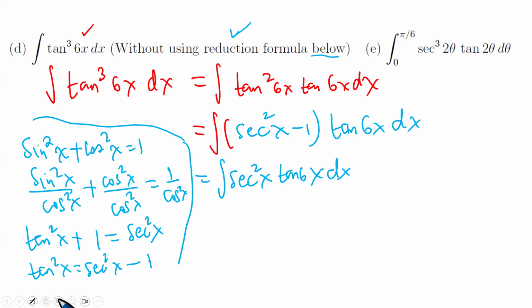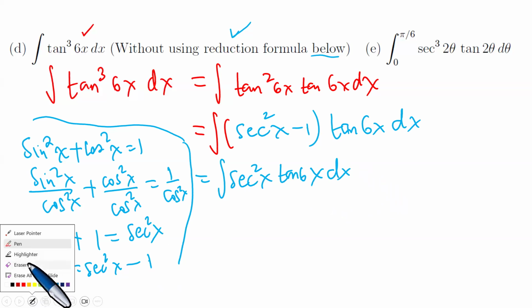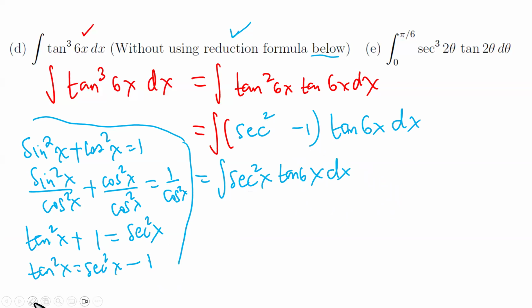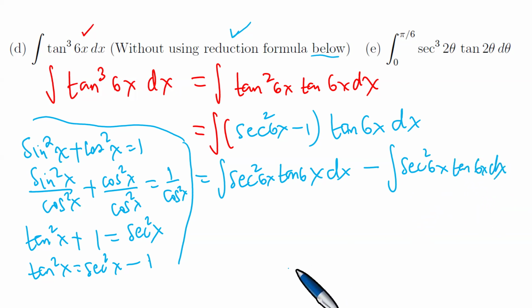So this one is the secant squared of 6x. The tangent squared is the secant squared minus 1. So here you'd have the secant squared of 6x, and then the tangent of 6x, minus the integral of the tangent of 6x dx. Right, so we have this.